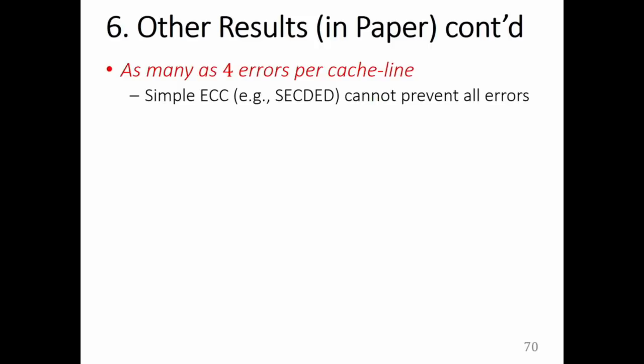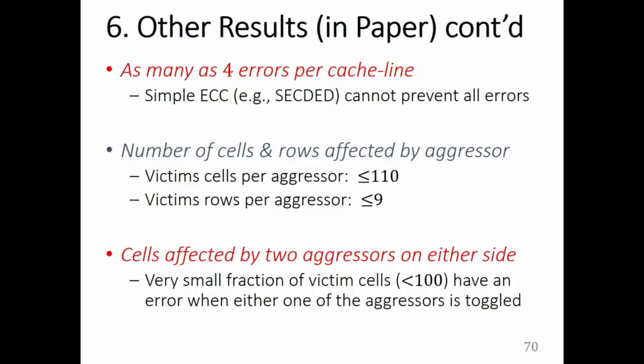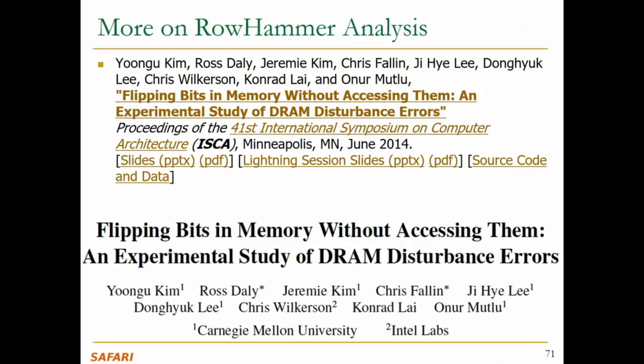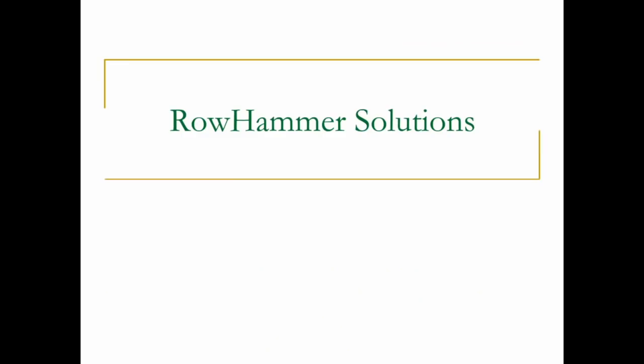And cells are actually affected by two aggressor rows on either side. This is actually what Google exploited to make the attack much more powerful. They basically did this double-sided row hammering, and they hammered a single row by sandwiching it between two things that are hammered. There's a lot more in Rowhammer analysis in this paper and a recent paper that I've written. I'd be happy to talk about that separately also.